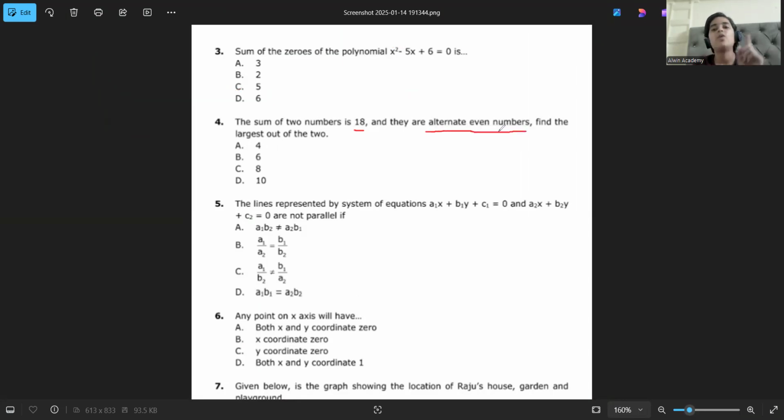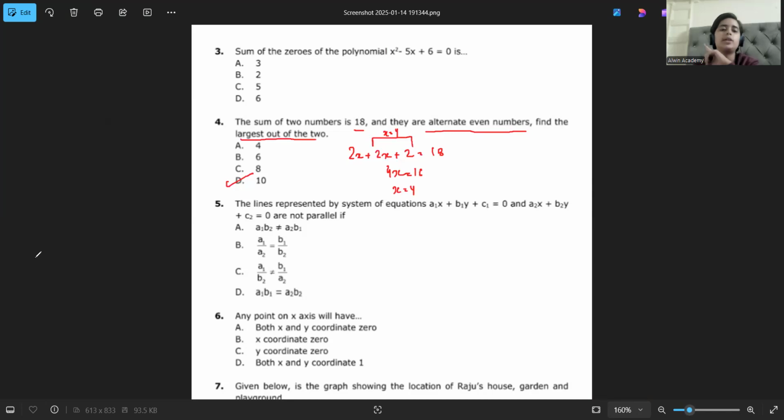Going to the next question, the sum of two numbers is 18 and they are alternate even numbers. Now, if they are alternate even numbers, we can say that the numbers are 2x and 2x plus 2 and their sum is given to us, 18. We have to find the largest of the two, so we have to find this number 2x plus 2. When I simplify this, I get 4x plus 2 is 18, or I can write 4x is equal to 16, which gives me x is equal to 4. Now when I put x is equal to 4 in this, I get 2 times 4 is 8, 8 plus 2 is 10. So the largest number is D, 10.